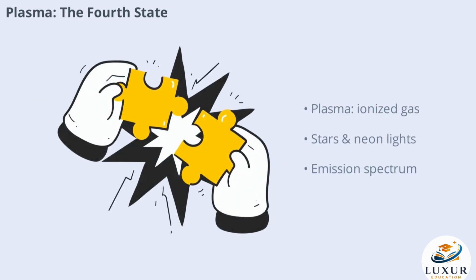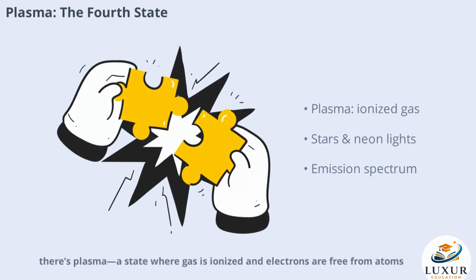Beyond solid, liquid, and gas, there's plasma, a state where gas is ionized and electrons are free from atoms. Plasma exists at very high temperatures like in stars or under high electric potential like in neon lights. When ions and plasma collide, they emit light. The color of this light depends on the element because each element has unique energy levels. The range of possible light frequencies is called the emission spectrum.